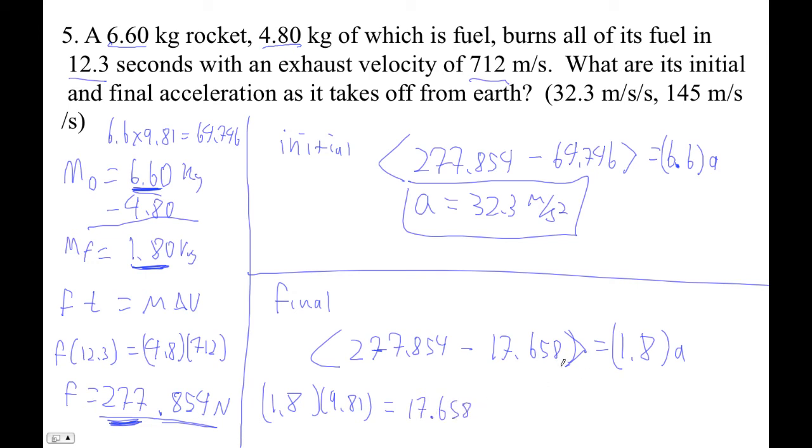Okay, so here we go. We're ready to do this. I'm going to go alpha A minus the answer I just got. So that's 260.1956 is this side. And then divide by 1.8. 144.6, so 145. All right. There you go.